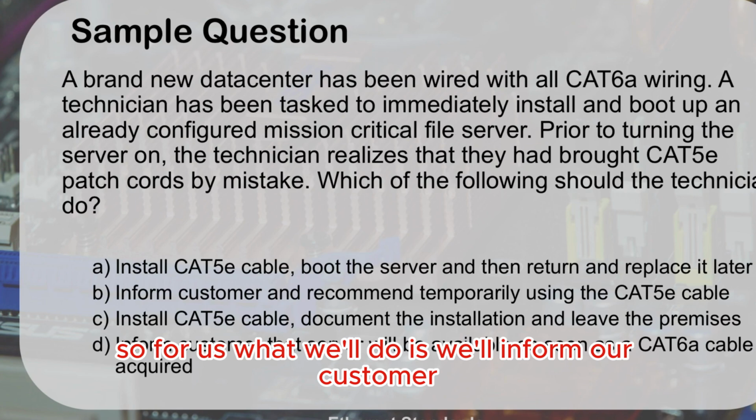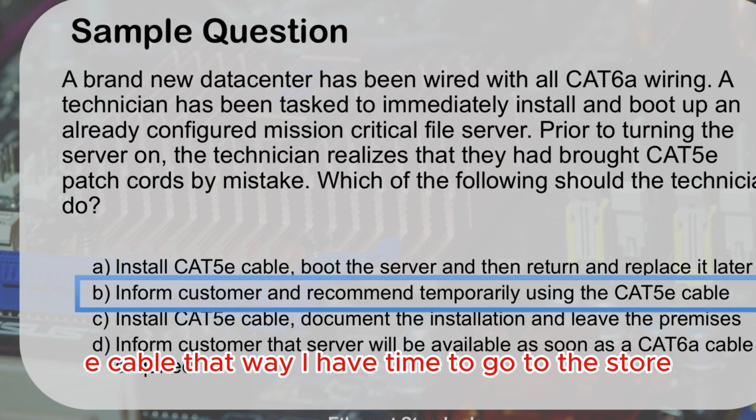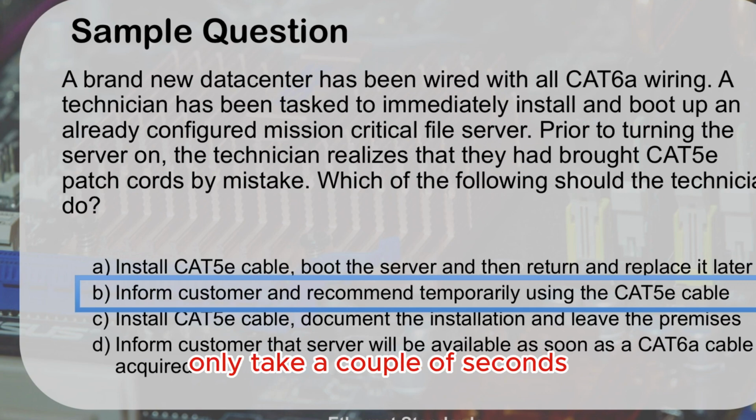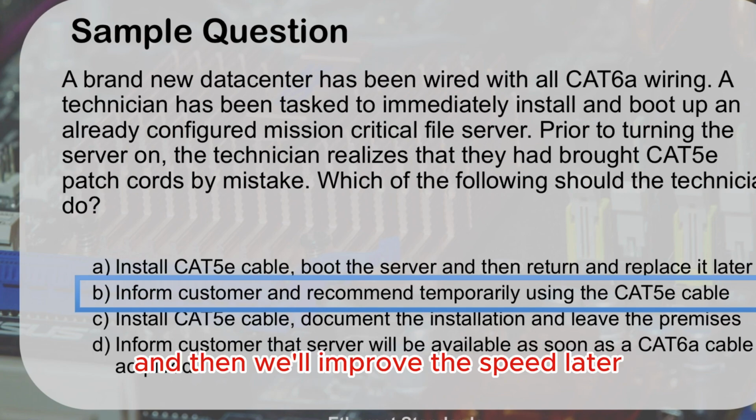So for us, what we'll do is we'll inform our customer and we'll recommend they temporarily use the Cat5e cable. That way I have time to go to the store, get the Cat6 cable, and then replace the cable, because replacing a cable like that will only take a couple of seconds and you have minimal downtime. So this way we can get them up and running right now, and then we'll improve the speed later.